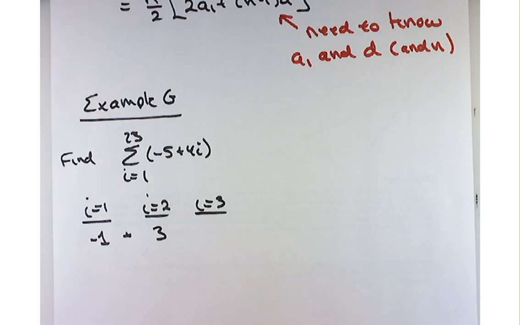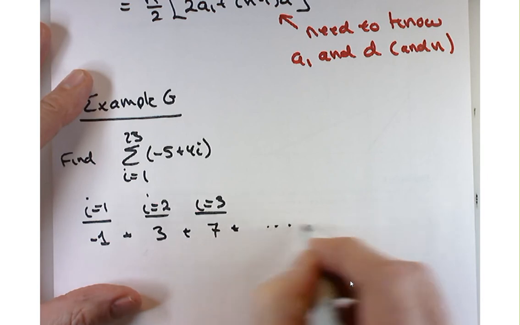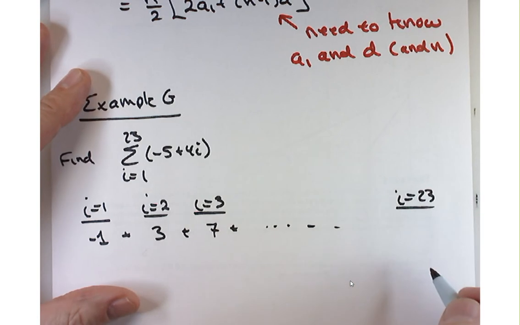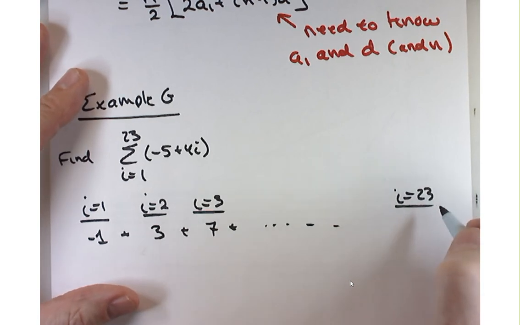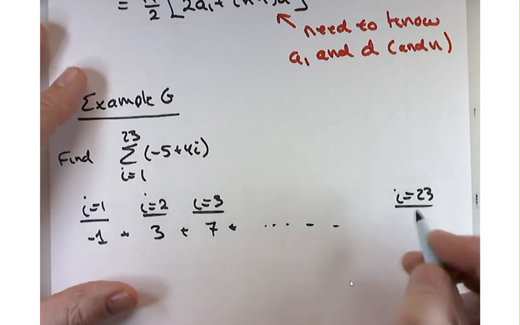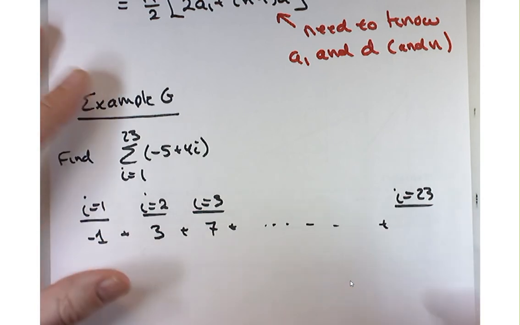What about at i equal 3? What do I need there? What am I going to put there? There we go, 7. And so on. What's the last term in this series? So when i equals 23, what am I going to get for this term here? What's the last one I'm going to be summing up? 87. Thank you.